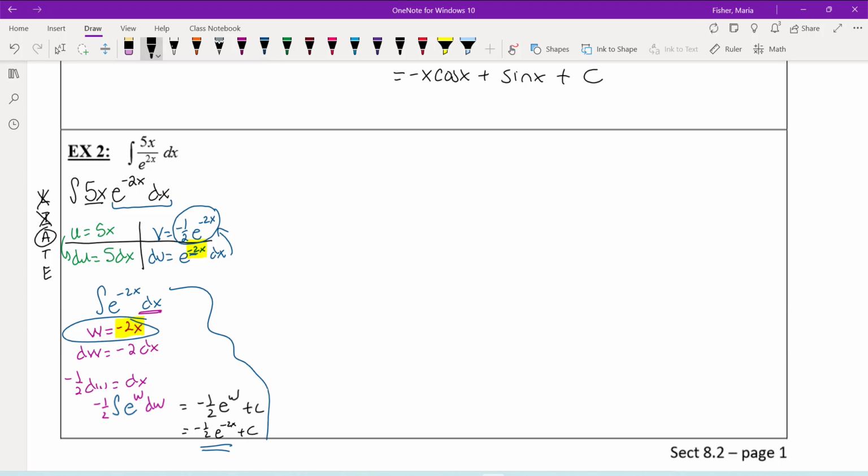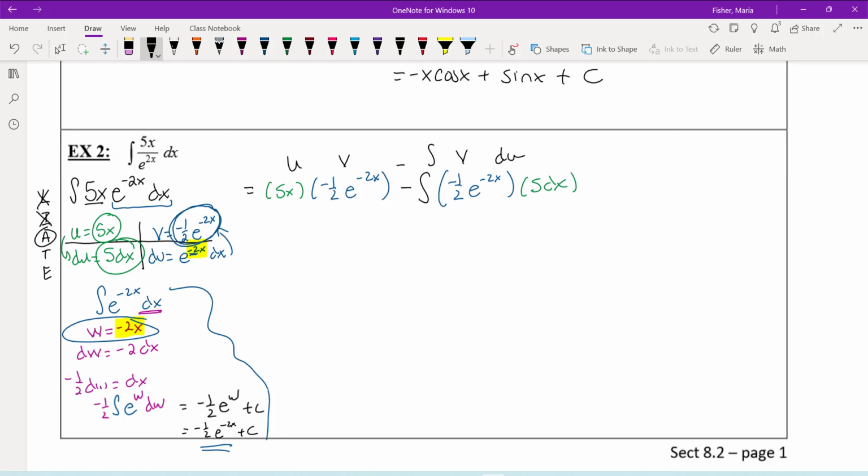All right, let's finish this problem off. We know that it's going to be u, which is 5x, times v, which is that, negative 1/2 e to the negative 2x, and then minus the integral of v, which is still negative 1/2 e to the negative 2x, times du, which is 5 dx. Remember, this is ultraviolet mega, the integral of v du.